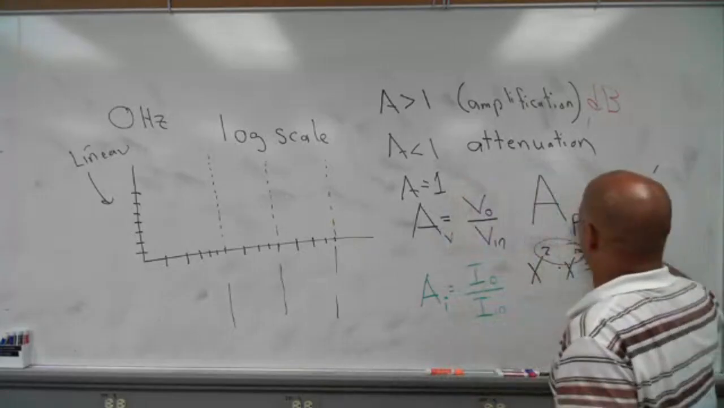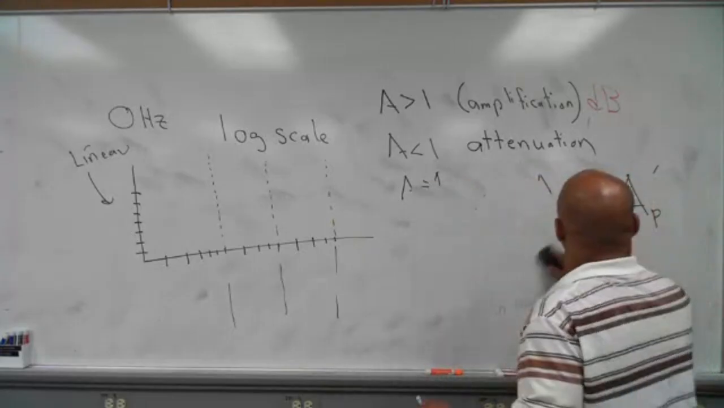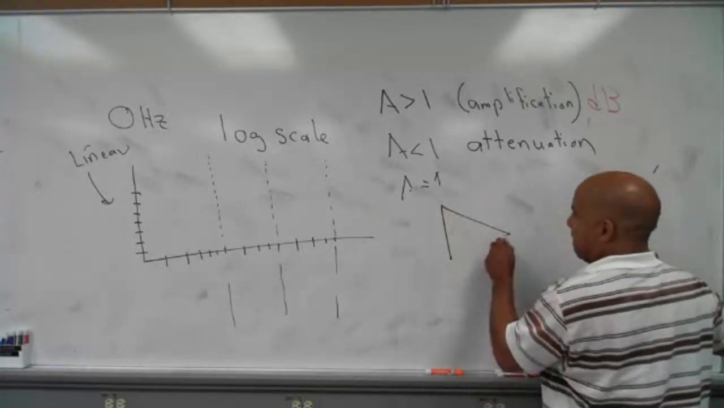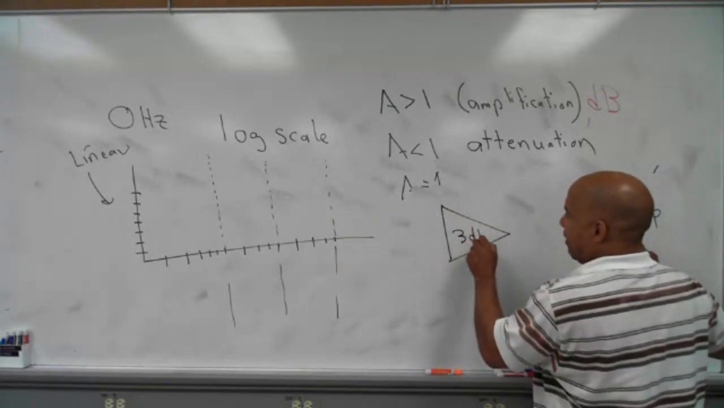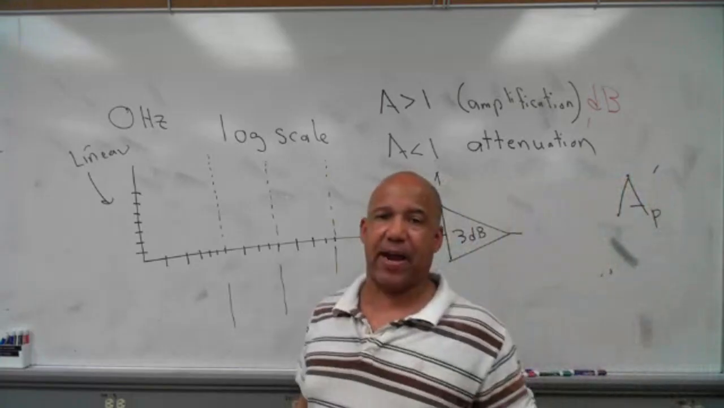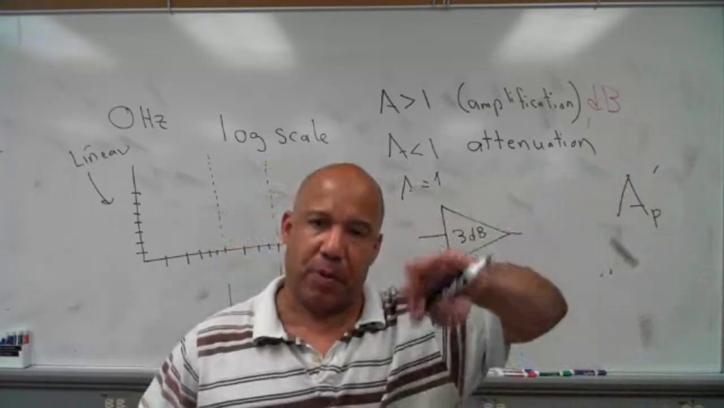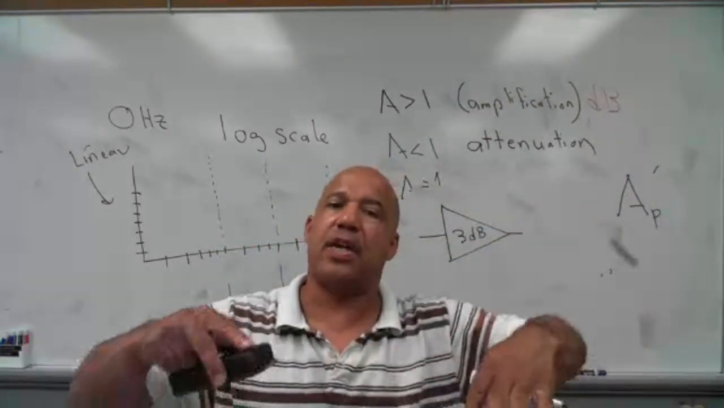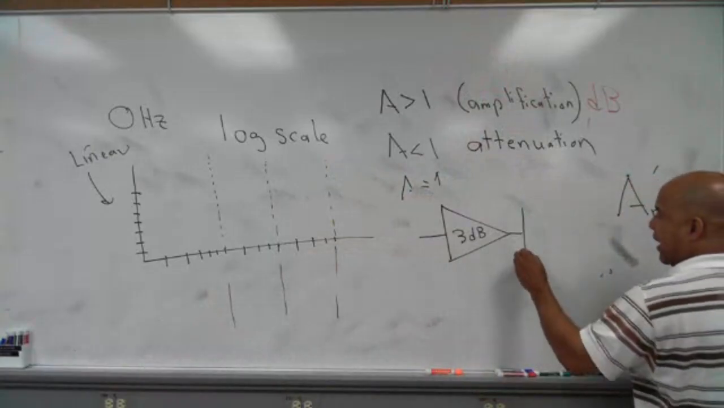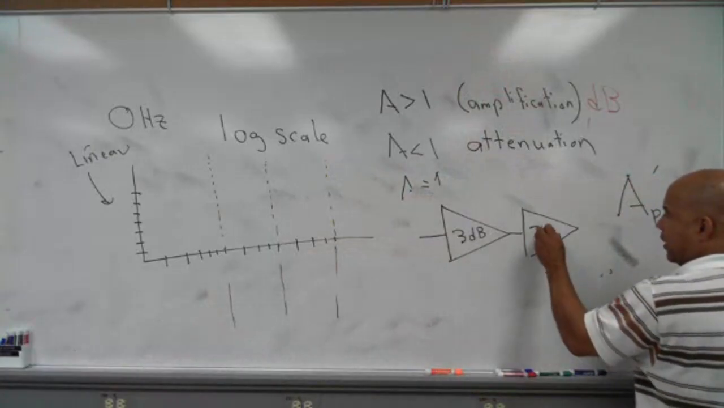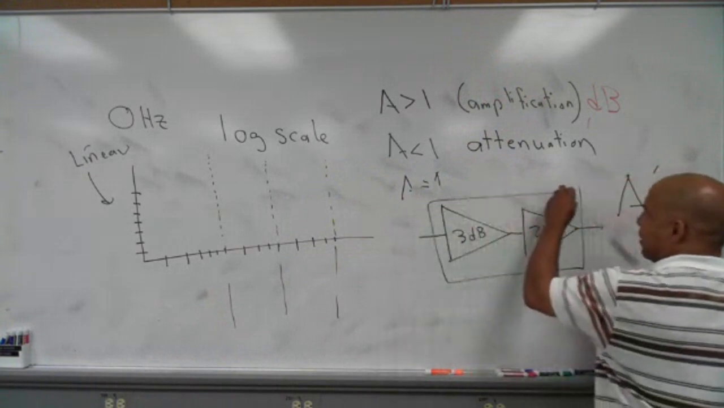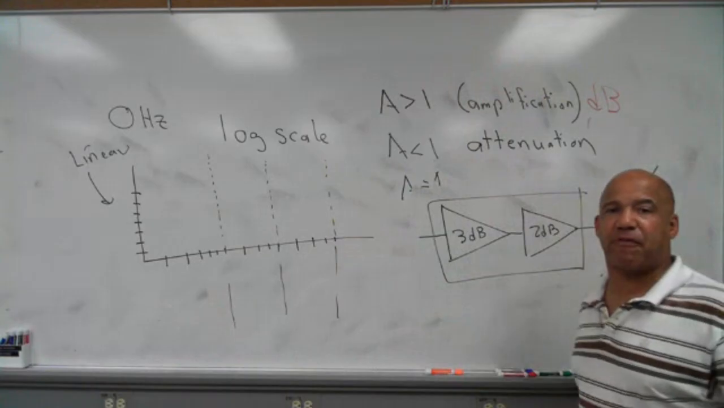Let's say that I had an amplifier that had 3 dB gain. Now, what I can do with amplifiers, you'll learn when you take this, you can hook amplifiers to other amplifiers to get more amplification. So maybe I hook this to another amplifier, and it's 2 dB. I put that in one box. So I have a 2-stage amplifier.